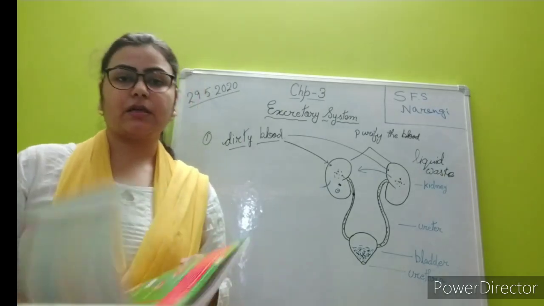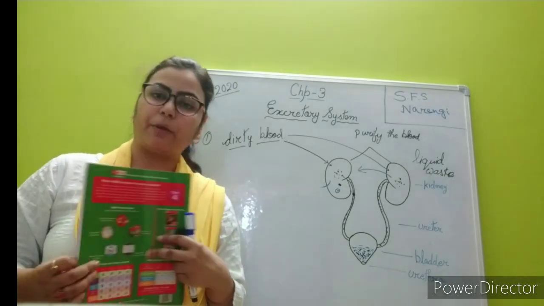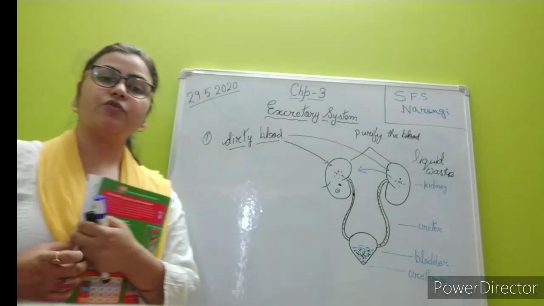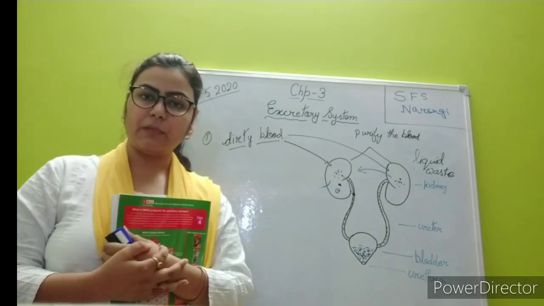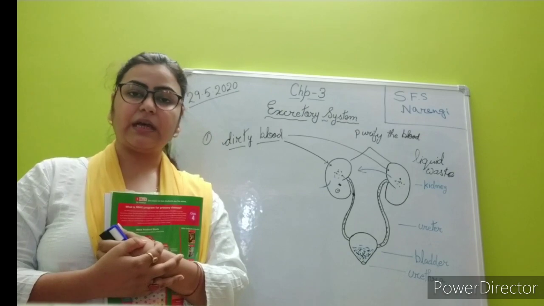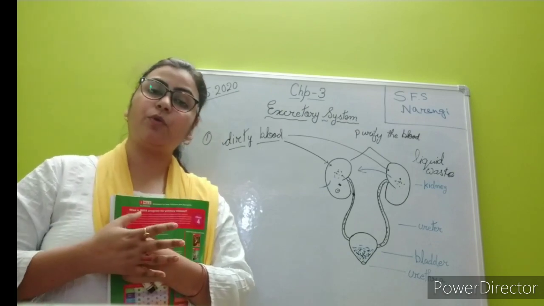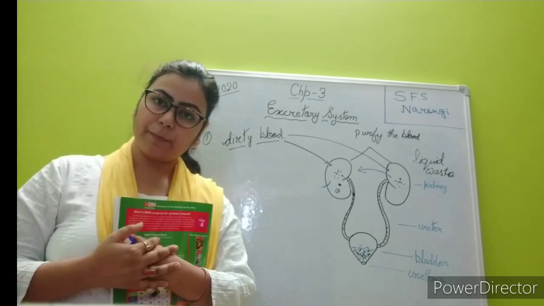So, this was about the chapter, okay? Children, we have completed our chapter, excretory system. The explanation part is done and I hope you have understood it very properly.